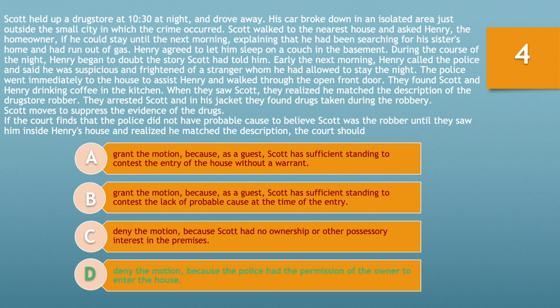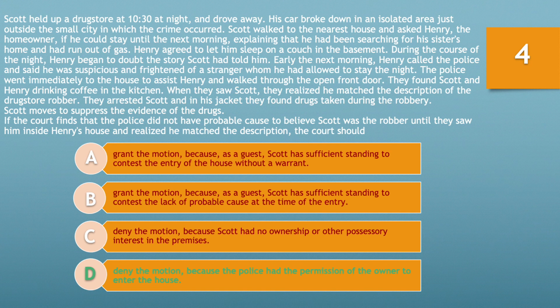If you chose option D, you'd be correct. Deny the motion because the police had the permission of the homeowner to enter the house. The Fourth Amendment prohibits unreasonable searches and seizures. Unreasonable searches and seizures intrude upon an individual's reasonable expectation of privacy. The purpose of the Fourth Amendment is to prevent police and law enforcement misconduct. Generally, a warrant is required under the Fourth Amendment for the police to conduct a search, but there are exceptions to this warrant requirement. One such exception is voluntary and intelligent consent to the search.